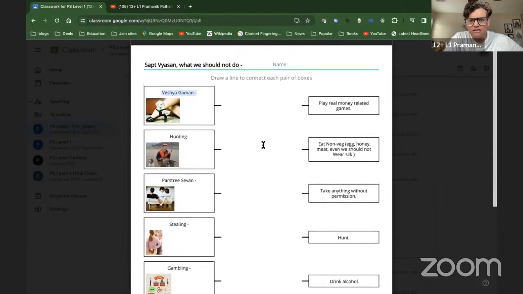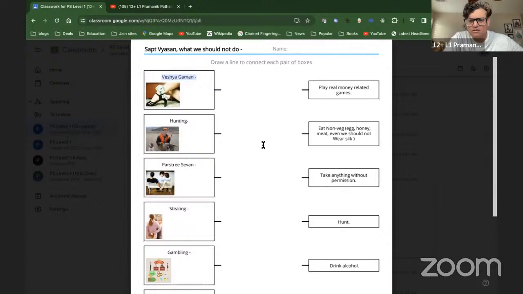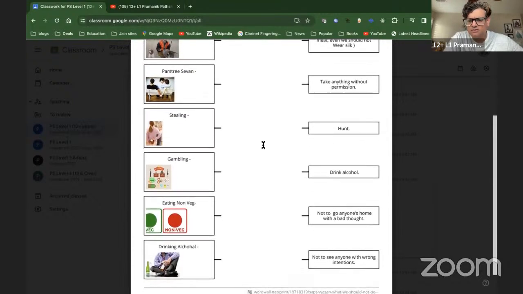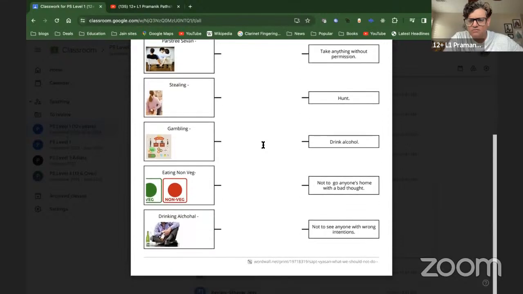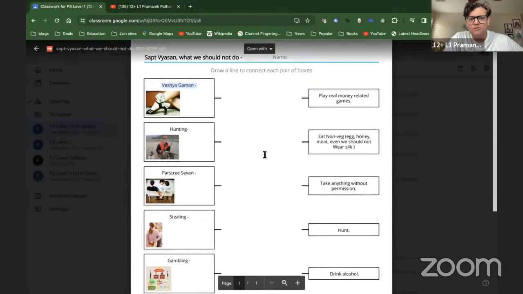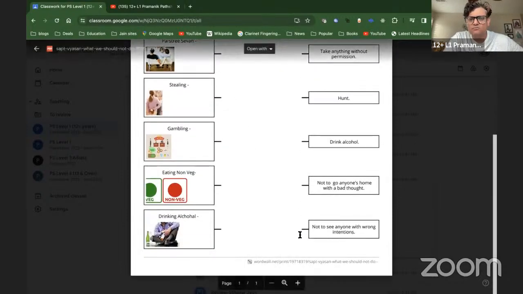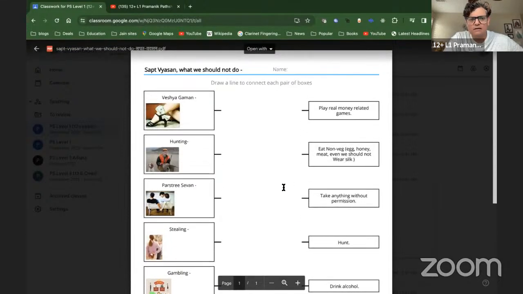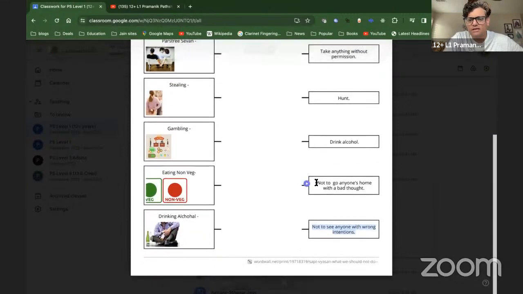Wait a minute, draw a line. Take anything without permission, drink alcohol, not to go anywhere, so don't go see anyone. So what is Vaishya? What is it connecting to? It's actually connecting to this: not to see anyone with wrong intentions. Or, sorry, it connects to not to go to anyone's home with bad thought.